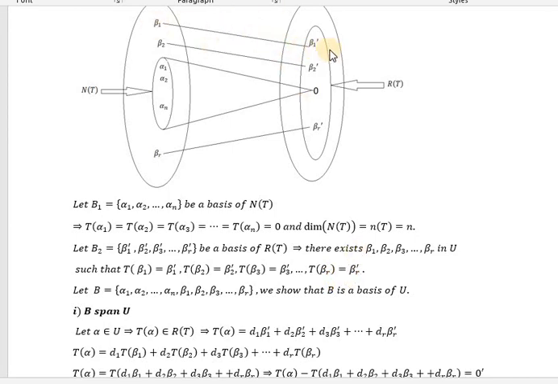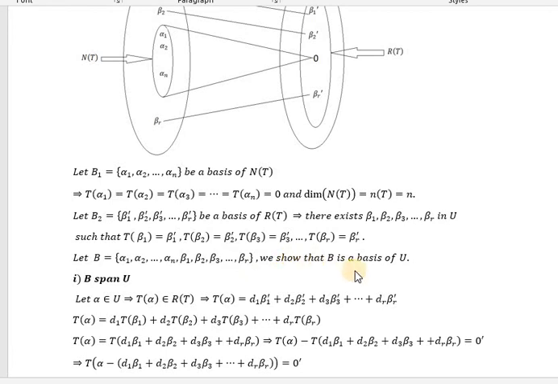Beta 1 is related to beta 1 dash, that means T of beta 1 is equal to beta 1 dash, T of beta 2 is equal to beta 2 dash, so on T of beta r is equal to beta r dash. Now let B contain alpha 1, alpha 2, so on alpha n, beta 1, beta 2, so on beta r, and we show that B is a basis of U.